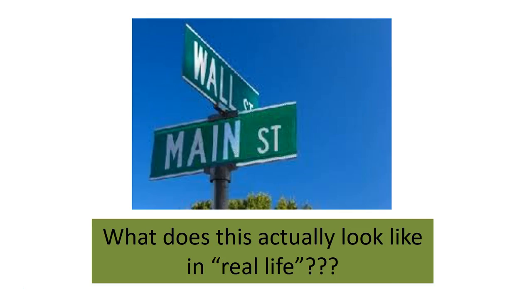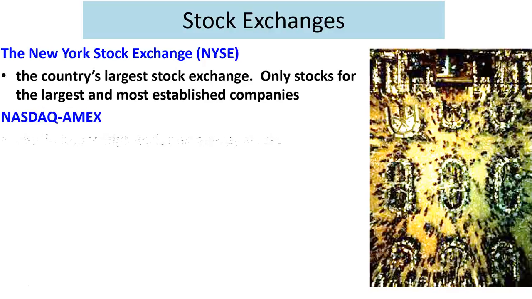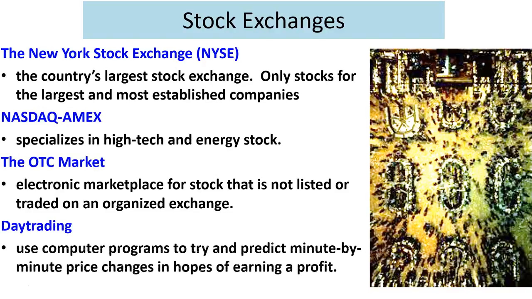So what does this actually look like in real life? Well, you've got a whole series of stock exchanges. A lot of these have gone digital, but what you're looking at is the big one is the New York Stock Exchange, the NYSE. This is stocks for the largest and most established companies. You've got the NASDAQ, which specializes in high-tech and energy stocks. You have what we call the OTC market, which is a marketplace that's not really listed on an organized exchange. It's a place to swap stocks that aren't those big booming companies.